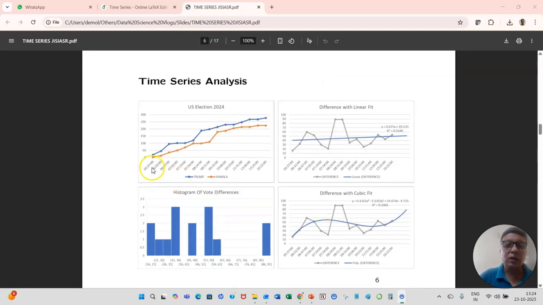These are some analyses. This is the curve for Trump. This is the curve for Kamala Harris. And this is the difference, where I tried to fit a linear curve which is slightly increasing, showing the probable win by Trump against Kamala. And this is the cubic fit curve, etc.